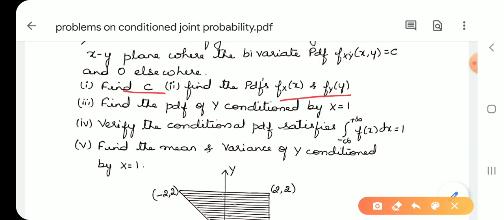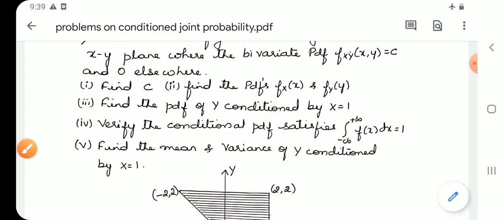the PDFs f_X of x and f_Y of y, and the PDF of y conditioned by x is equal to 1. Verify the conditional PDF satisfies the integral from minus infinity to plus infinity of f_X of x dx is equal to 1. Find the mean and variance of y conditioned by x is equal to 1. Let us see the figure.